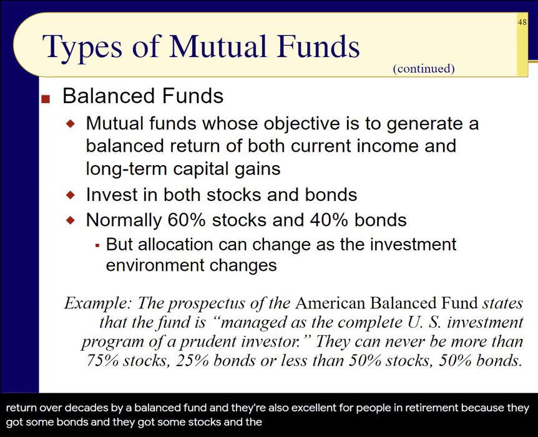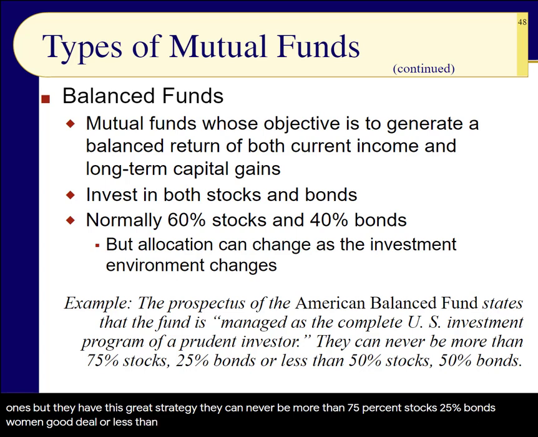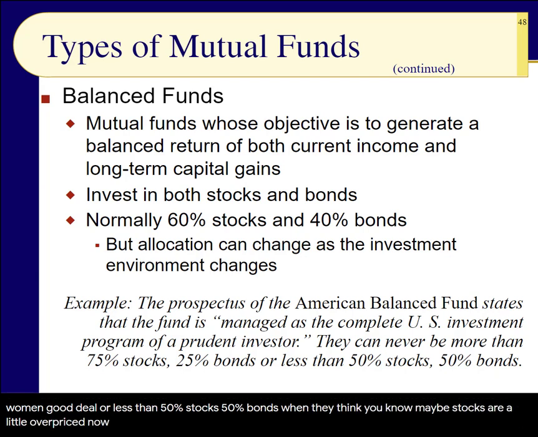And the American Balanced Fund, and they're not the only ones, but they have this great strategy. They can never be more than 75% stocks, 25% bonds, when they believe that stocks are a screaming good deal, or less than 50% stocks, 50% bonds, when they think maybe stocks are a little overpriced now. We'll go 50-50. You see that? They stay balanced.